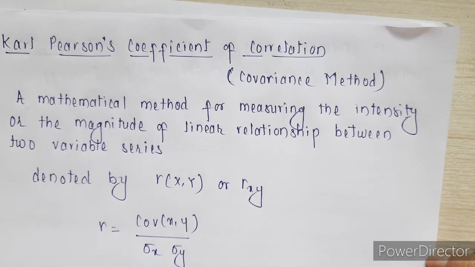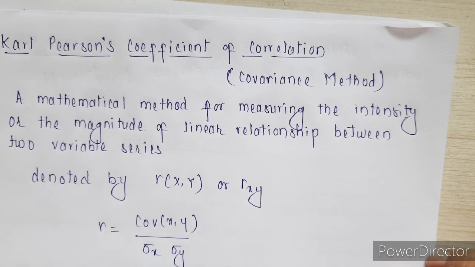And if there is no particular pattern, if it is neither positive nor negative, then it is called no correlation. If all the points are scattered all over, then there is no correlation between the variables.